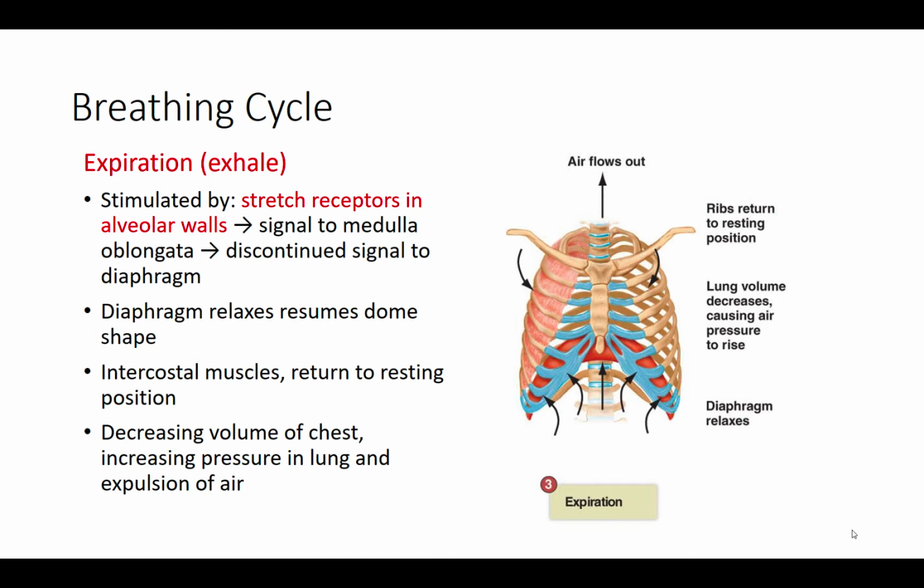Expiration or exhalation happens when the diaphragm relaxes, so it goes back to its normal place up in the thorax, decreasing the longitudinal axis of the thoracic cavity. When the intercostal muscles relax, they go back to their normal place, the ribs go back into normal place, decreasing the transverse diameter of the thoracic cavity, increasing the pressure inside the lung, so air will get out of the thoracic cavity, and this is called expiration.